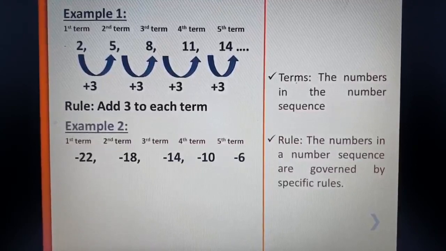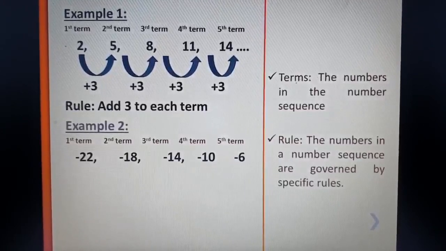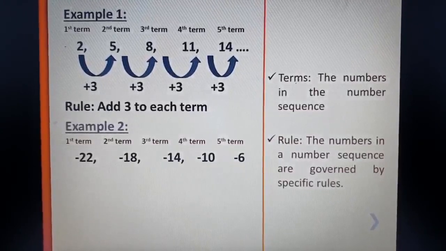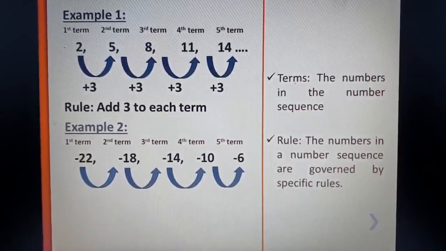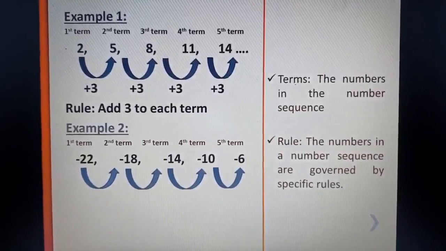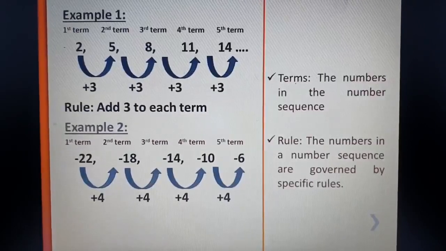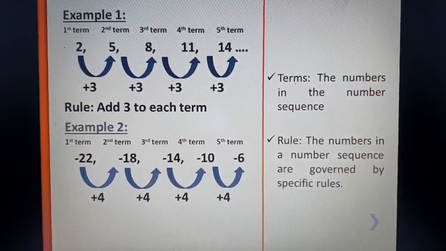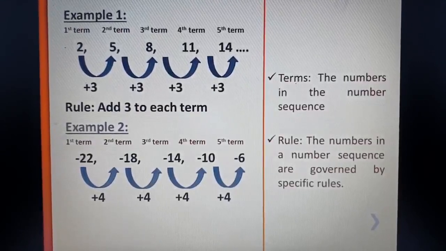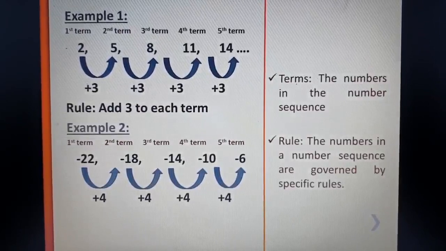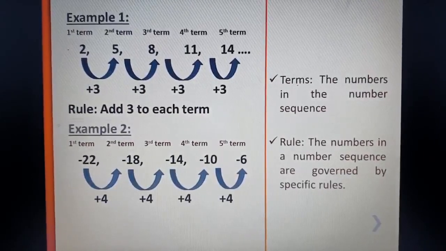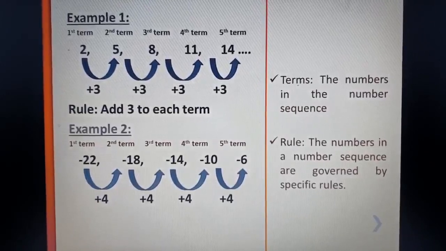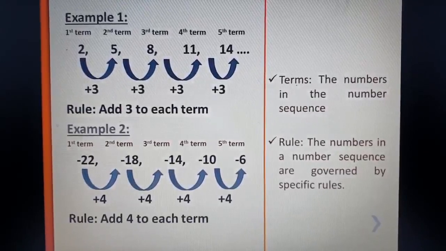So now tell me how minus 22 can become minus 18. Yes, you have to add 4 to it. Correct? Similarly, minus 18, when you add 4, you will get minus 14. Similarly, minus 14, if you add 4, you will get minus 10. Correct? So here what is the rule? Yes, add 4 to each term.